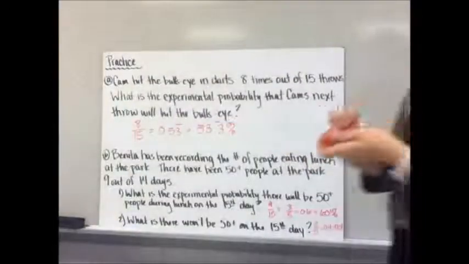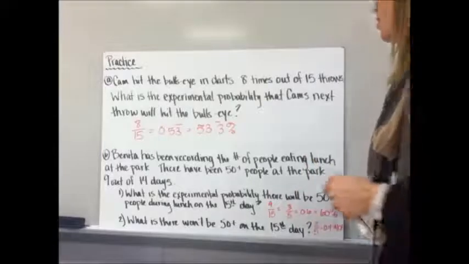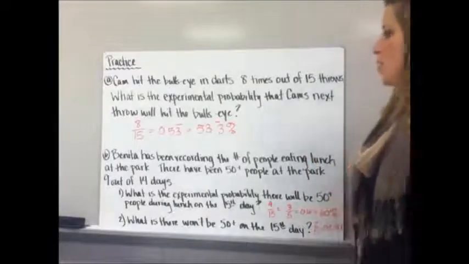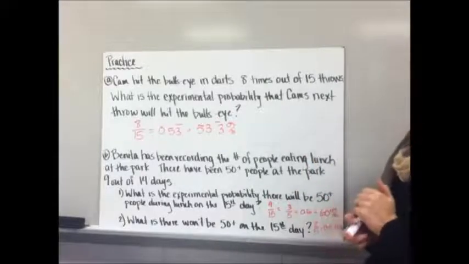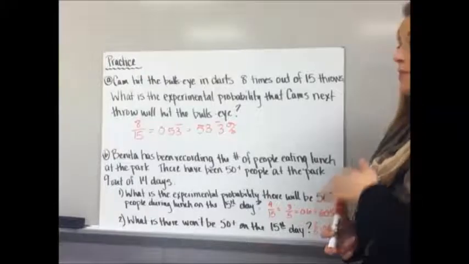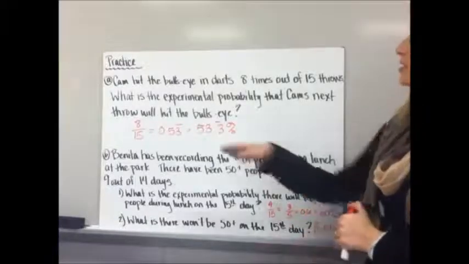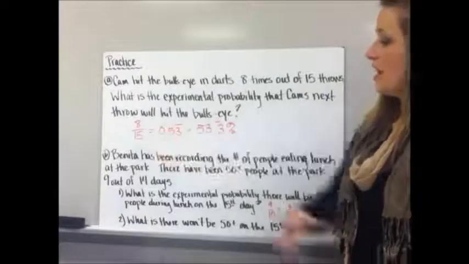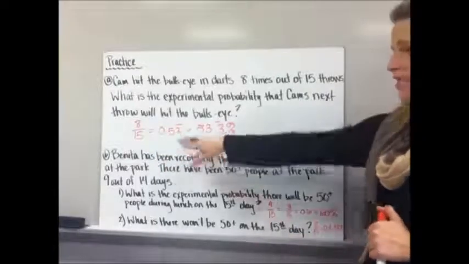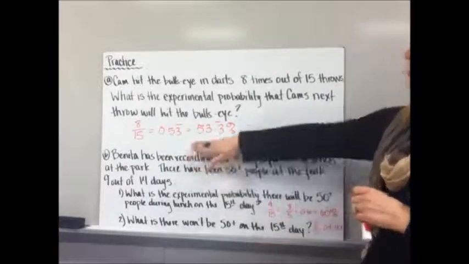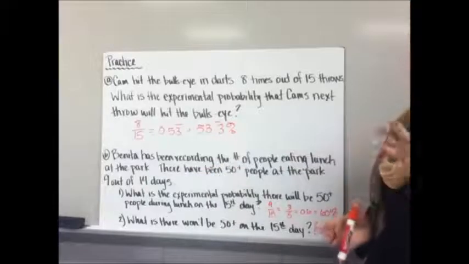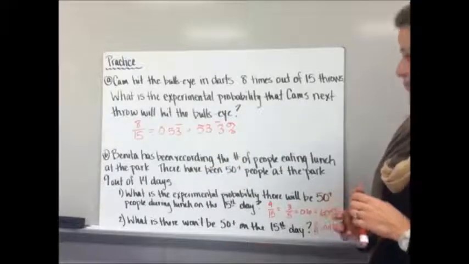Okay, so for the first one, Cam hit the bullseye in darts 8 out of 15 throws. What's the experimental probability that Cam's next throw will hit the bullseye? So we're basing this on past experiments. So he'd hit that 8 out of 15 times. As a decimal, that's 0.53 repeating, or if you wrote that as a percentage, it would be 53.3 repeating percent.